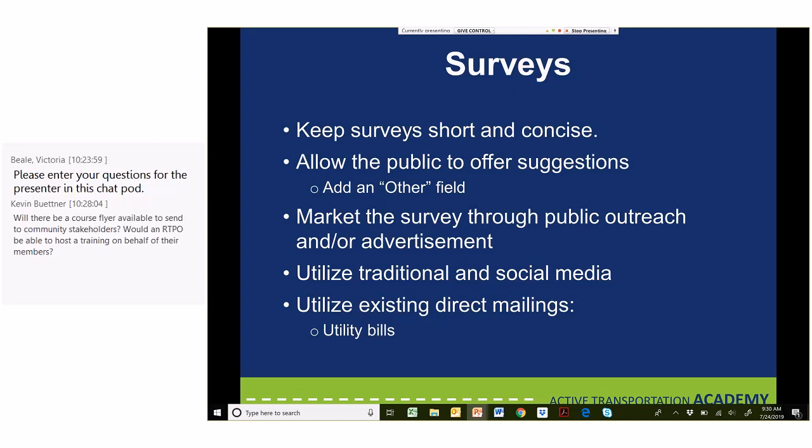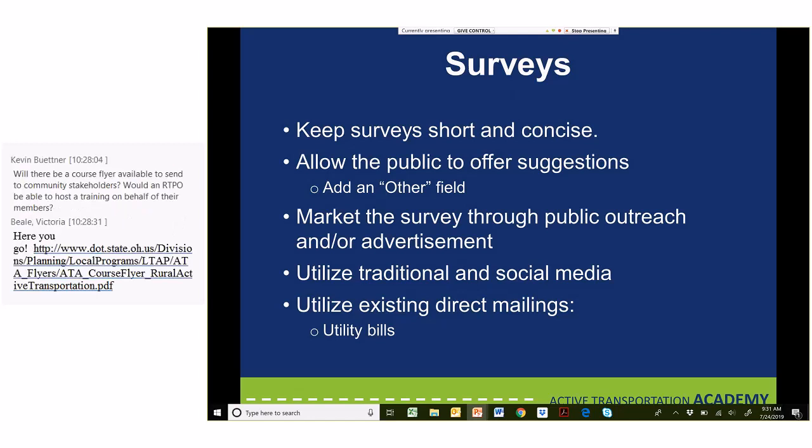And so, we'll talk about general things, which you always want to keep in mind with surveying, such as keeping them short and concise, different methodologies, not necessarily statistically significant surveys here, but ways to make sure that you're getting the opinions of the people that are going to use these facilities. And then we also talk about some particularities for rural communities.